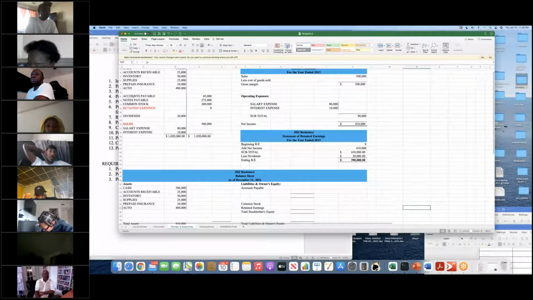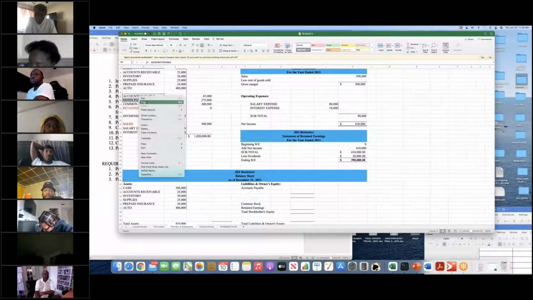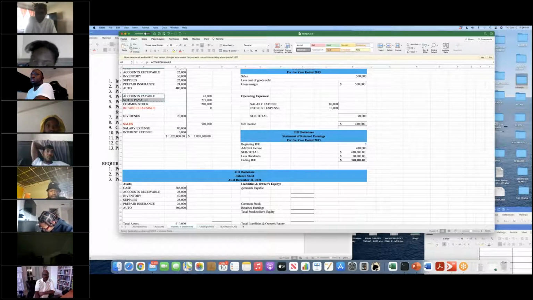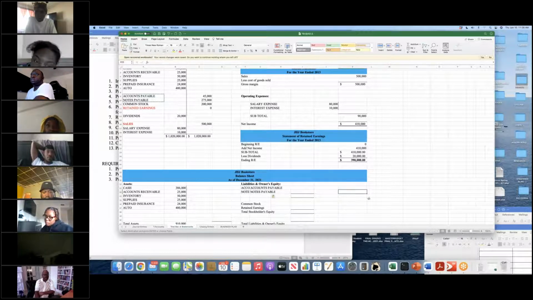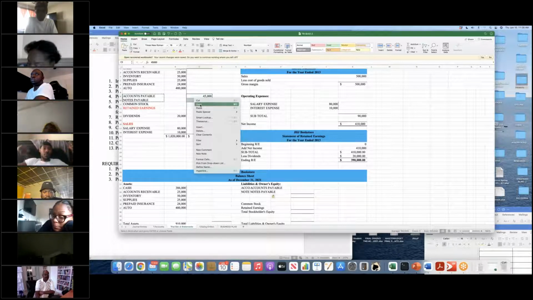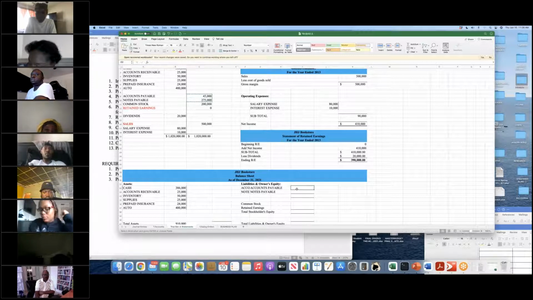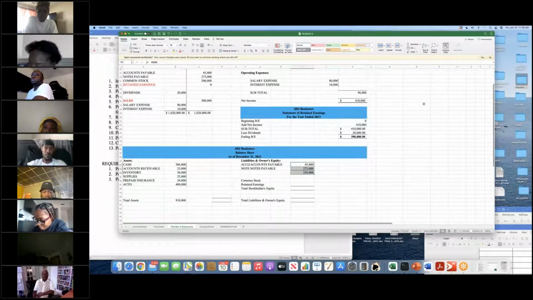So I'm going to come in here and pull up my liabilities. Paste them right there. Then I'm going to come over and get my dollar amounts in each one. Then I'll auto sum to come up with my total liabilities. So my total liabilities are 320.